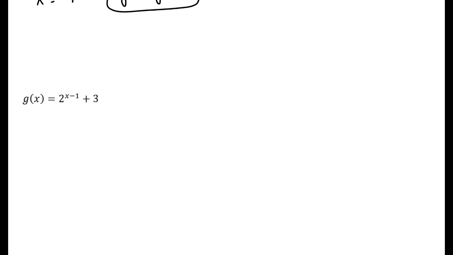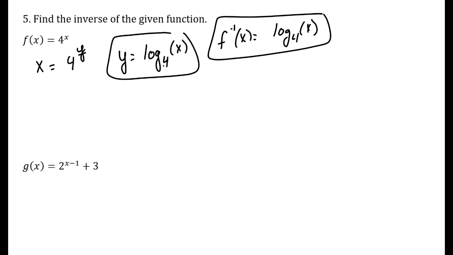g of x equals 2 to the x minus 1 plus 3. Well, to find the inverse, we switch x and y. And we can all write x equals 2 to the y minus 1 plus 3. Okay, so let's subtract the 3 over. My variable is trapped in the exponent, so let's rewrite this in logarithmic form.